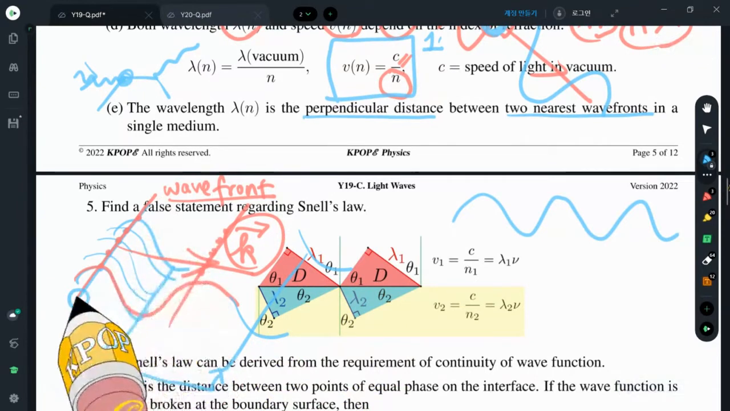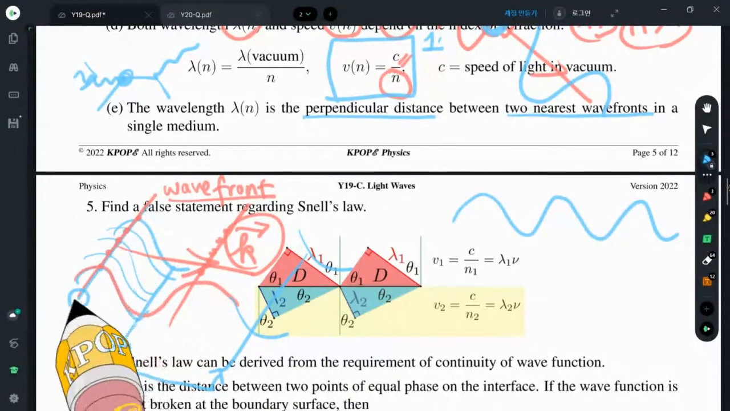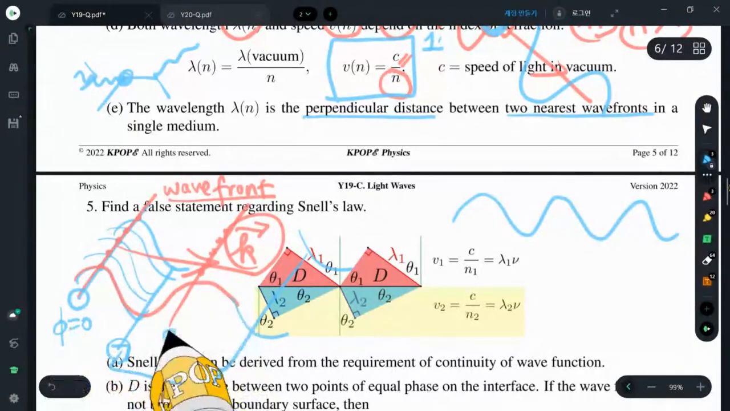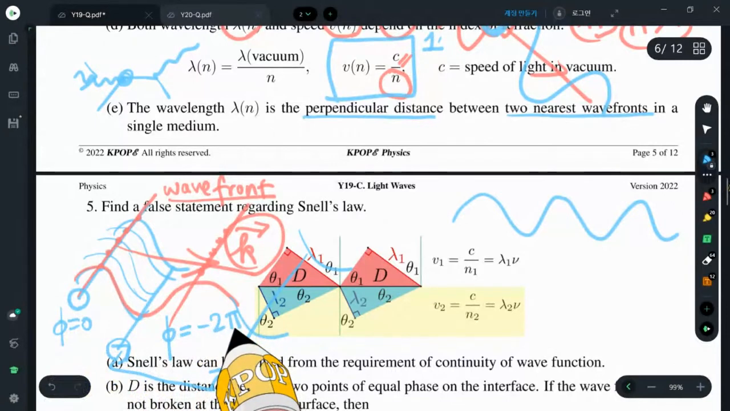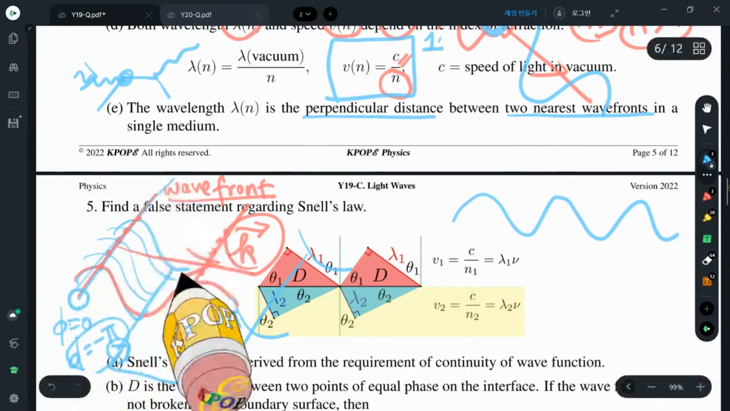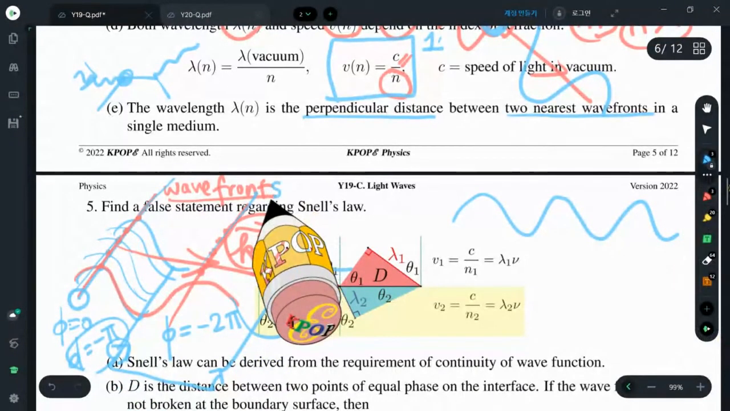This is the straight line that connects a single phase, phi equals 0, and the next one is phi equals minus 2 pi, something like that. This is phi equals minus pi. So they are not in phase. These are in phase. So these two can be chosen as the nearest wavefronts.